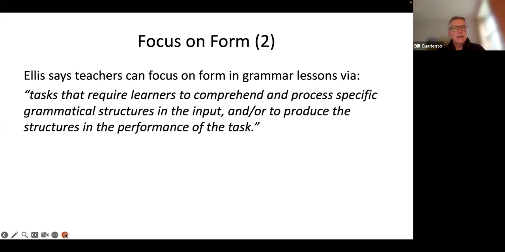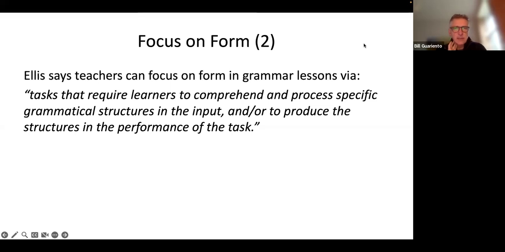Let's look at another way. This is something you read for homework. Ellis has a second way that teachers can focus on form in grammar lessons. The second way is teachers can give tasks that require learners to comprehend and process specific grammatical structures in the input and or to produce the structures in the performance of a task.